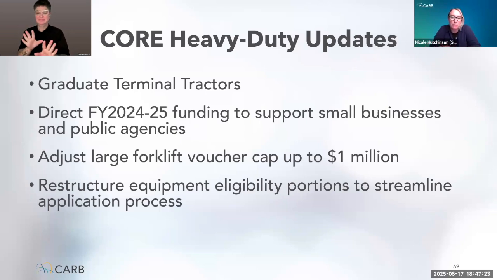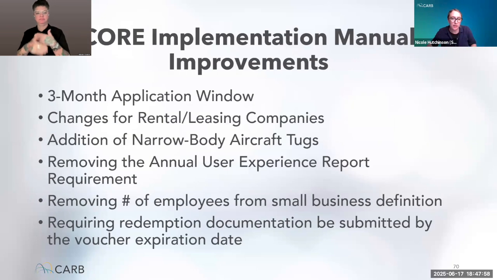So other updates include we will be graduating terminal tractors from the program. We will also be limiting eligibility to small businesses and public agencies just for fiscal year 24-25. We don't necessarily want to keep that limitation in place if we get additional funding, but given the current budget situation, we do need to limit things. Also, we are increasing the voucher cap for large forklifts to $1 million. And finally, we're restructuring the equipment eligibility application portions to streamline the process. All right, next slide.